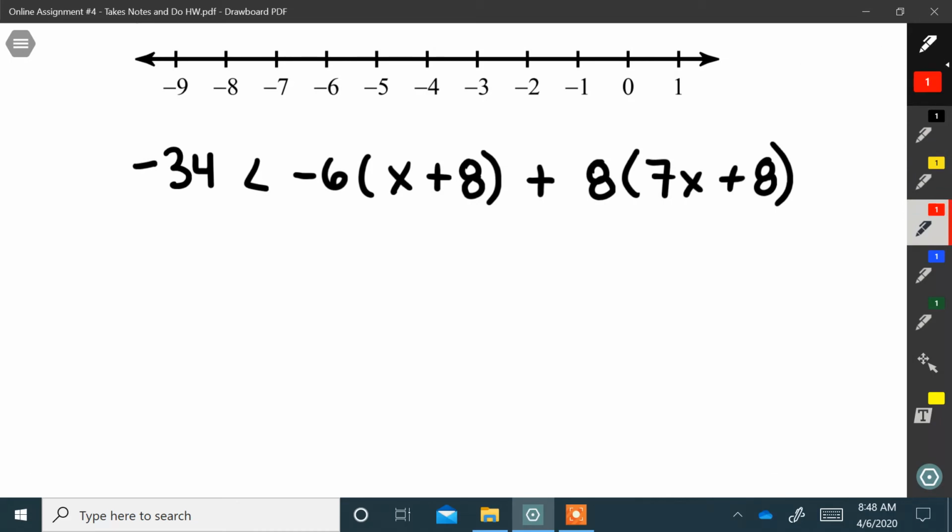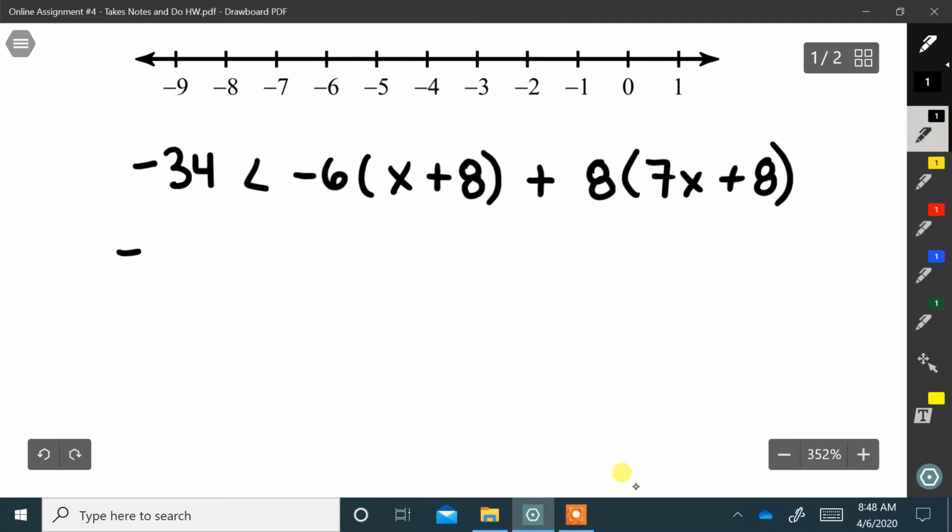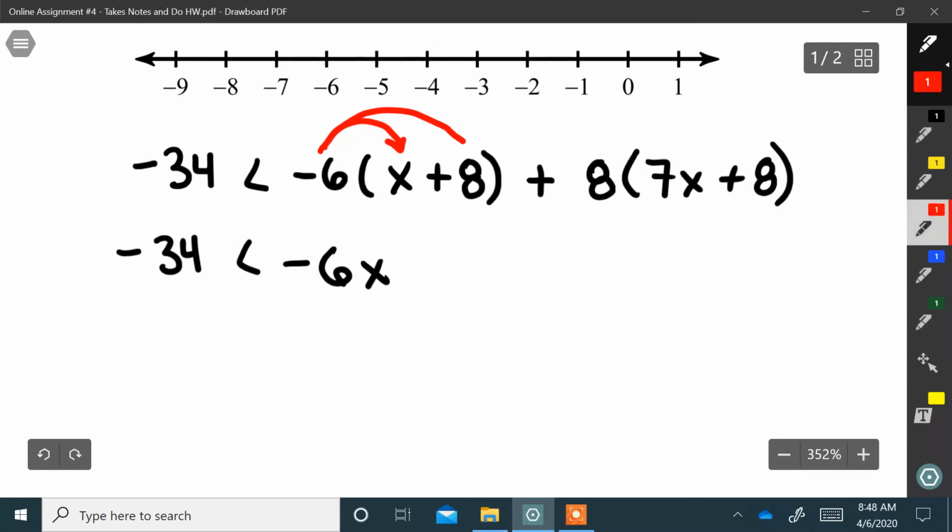I'm going to go ahead and distribute now. So we're going to do negative 6 times x. That's going to be negative 6x. And then negative 6 times 8. Okay. That's going to be 48. And it's going to be negative 48 actually.